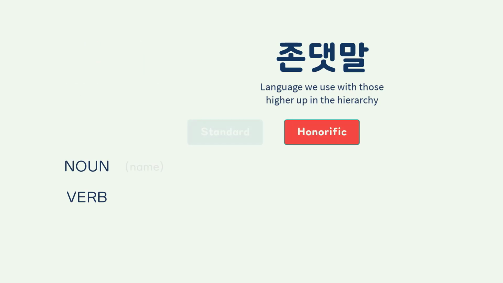A good example of an honorific noun is the word for name. In Korean, we have the standard word 이름 and an honorific form 성함. And we can use the honorific form when we refer to the name of someone who's higher up in the hierarchy. Now, not all nouns have standard and honorific words, and it's actually limited to certain words. In the resources section, you can find a document with a full list of nouns that have honorific forms.